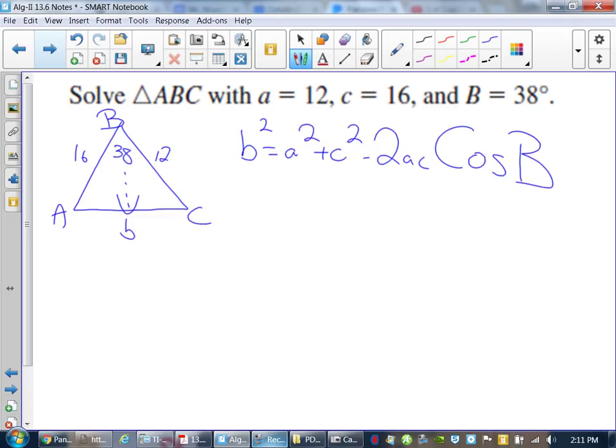Wait, so that's how you find the opposite side? Yep. Because what happens here is you've got the angle B, you know the sides A and C, that's why you have your side angle side, and the formula allows you just to find the side opposite. Can you do that for angles too?